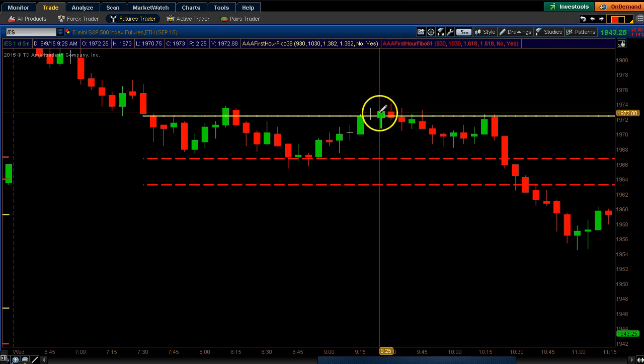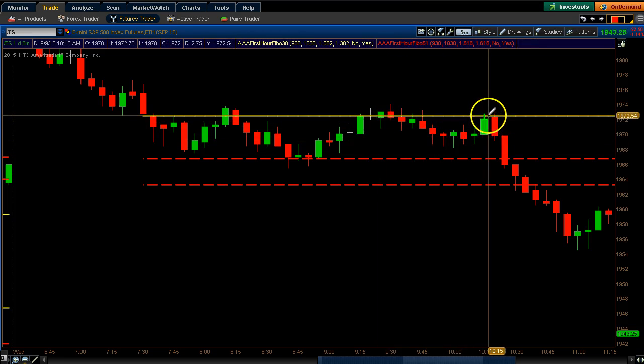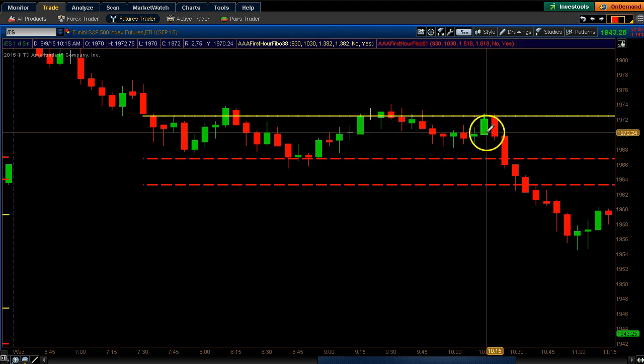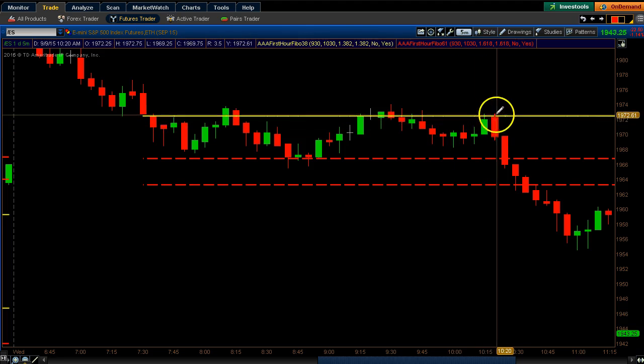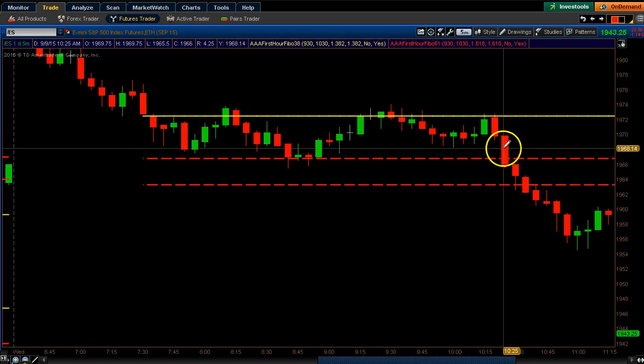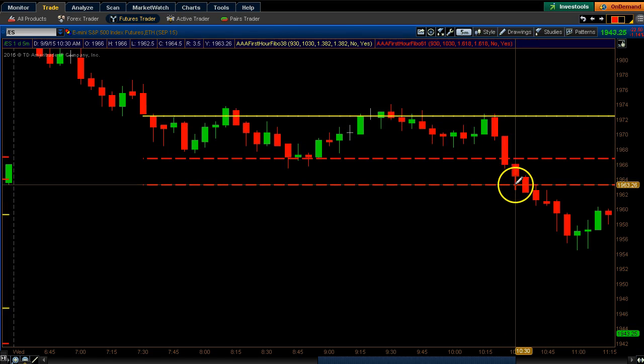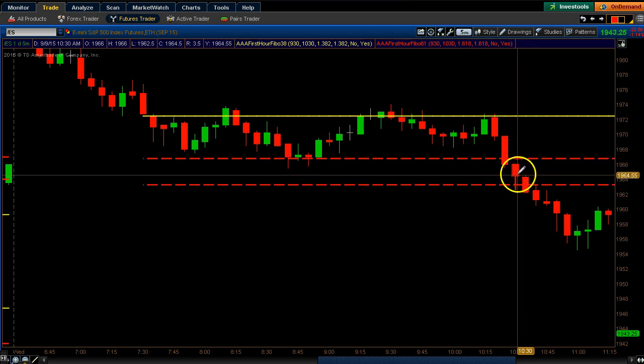But price comes back up, we fail. Come back up again, look at that. Boom. You could have made 2, 3 trades all day long, made your money. Then price comes down to the 61, look at that. Price came down and bounced.